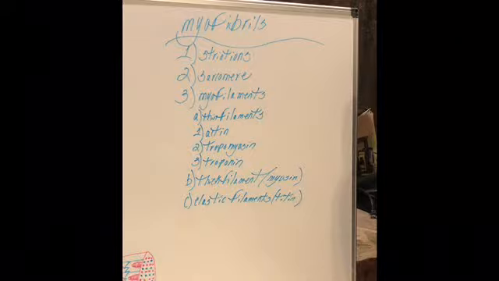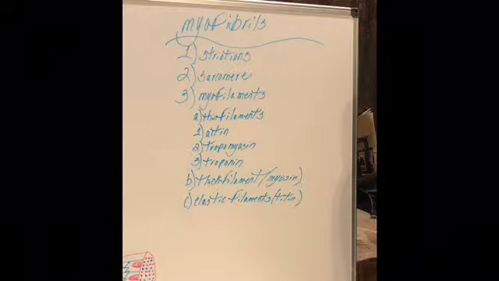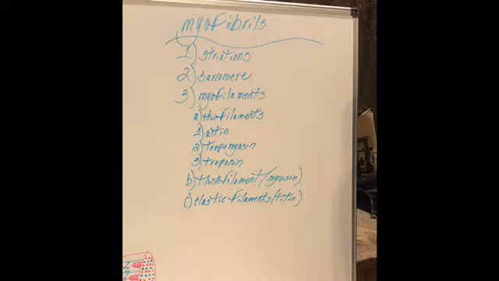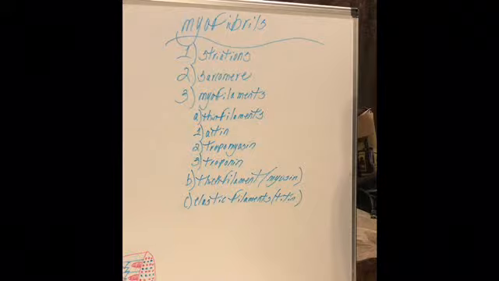Sarcomeres are the smallest functional contractile unit of muscle fiber. Myofilament is a smaller structure. Thin filament includes actin, tropomyosin, and troponin. Actin is pulled by myosin. Tropomyosin keeps myosin away from actin. Troponin pulls tropomyosin out of the way. These are all activities that take place in the sliding filament theory.